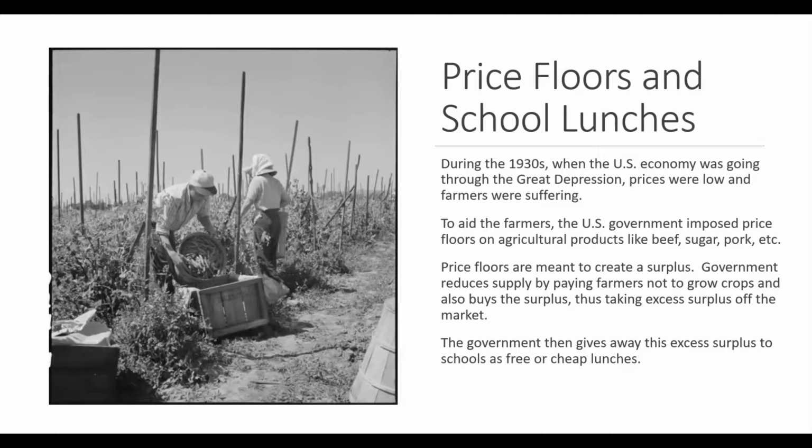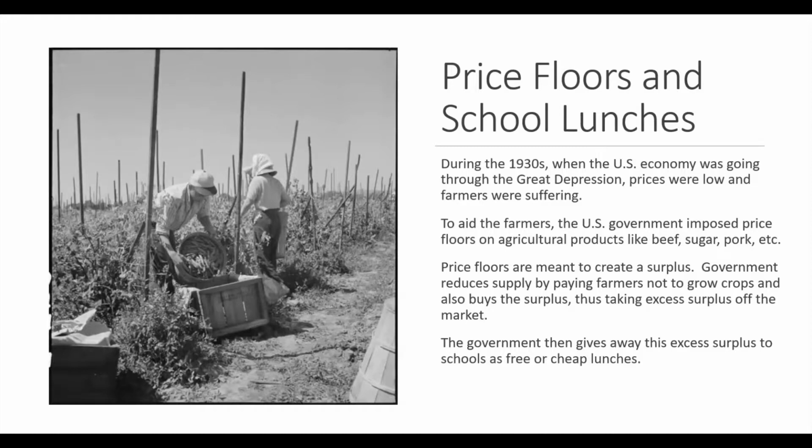So price floors started very early on during the 1930s when the U.S. economy was going through a Great Depression. Prices were really low and farmers couldn't cover their costs and they were suffering. So to aid farmers, the U.S. government imposed price floors on agricultural products like beef and sugar and pork. And basically what that meant was that the public had to pay a higher price. In other words, the floor did not allow farmers to sell their products below a certain price.